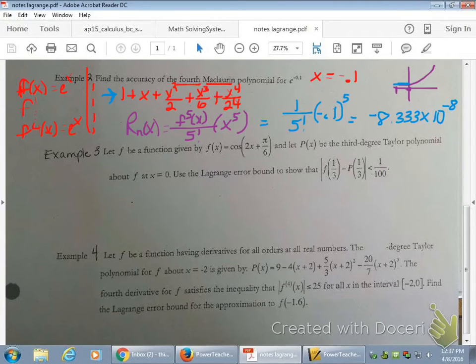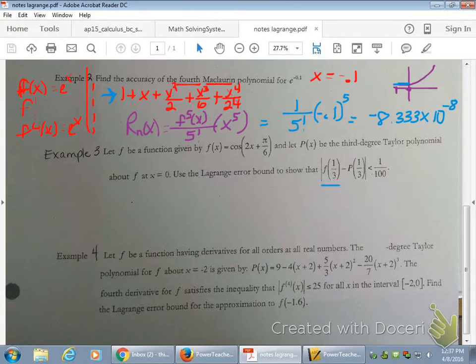Alright, the next problem. Let f of x be a function where f of x is cosine of 2x plus pi over x. P of x is the third degree polynomial at 0. Use the Lagrange error bound to show that f of 1/3 minus p of 1/3 is less than 1 over 100.